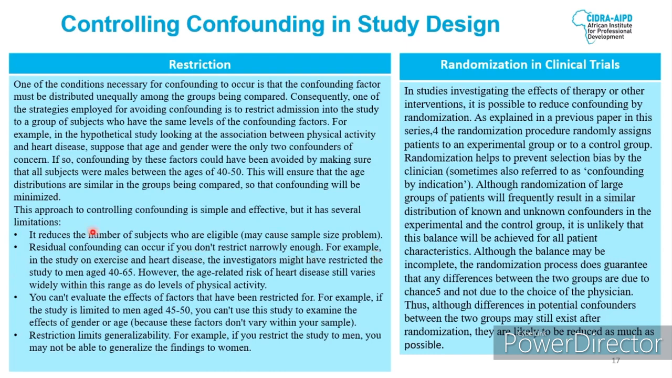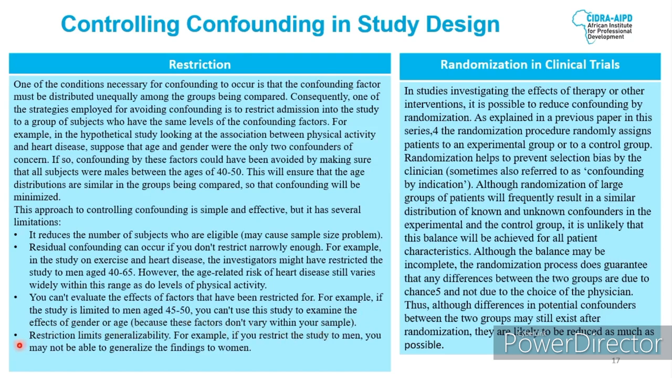For example, in the study on exercise and heart disease, the investigators might have restricted the study to men aged 40 to 65. However, the age-related risk of heart disease still varies widely within the range, as do levels of physical activity. You can't evaluate the effects of factors that have been restricted for. For example, if the study is limited to men aged 45 to 50, you can't use the study to examine the effect of gender or age because these factors don't vary within your sample.